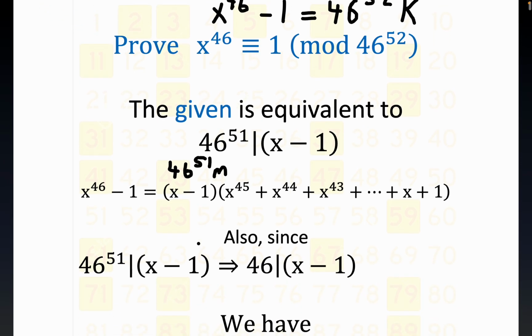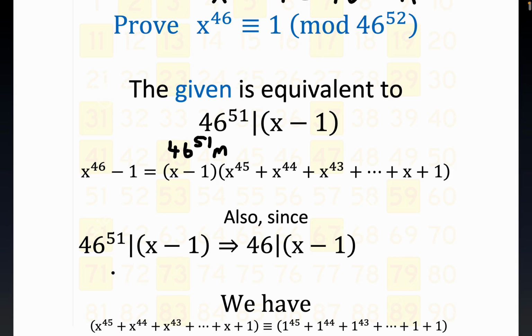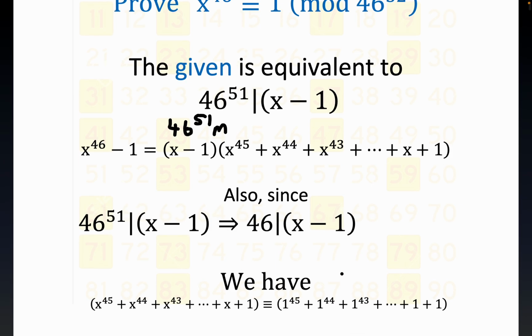Now, another big step here that turns out to be quite useful is if 46 to the 51st divides x minus 1, 46 certainly does too. That's trivial, so we don't have to worry about that. And this means the very same thing as, in congruence arithmetic or modular arithmetic form, x is congruent to 1 mod 46.